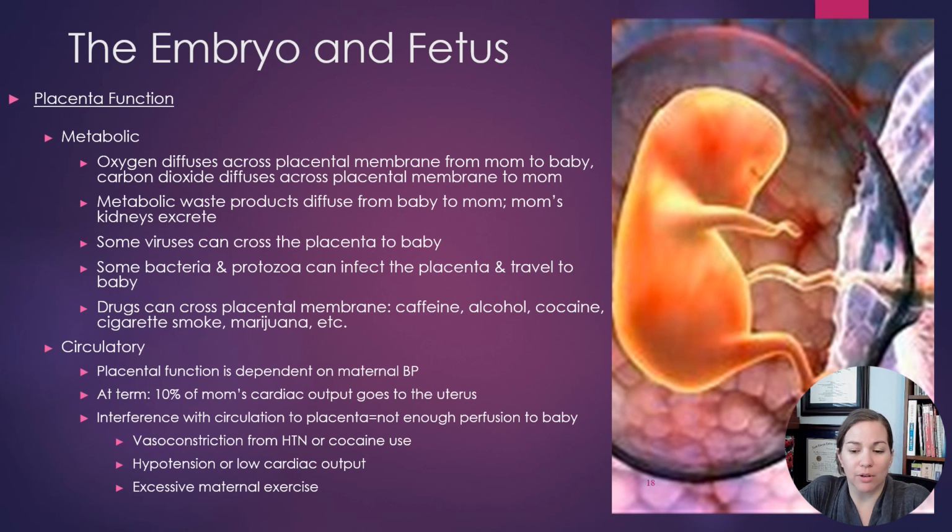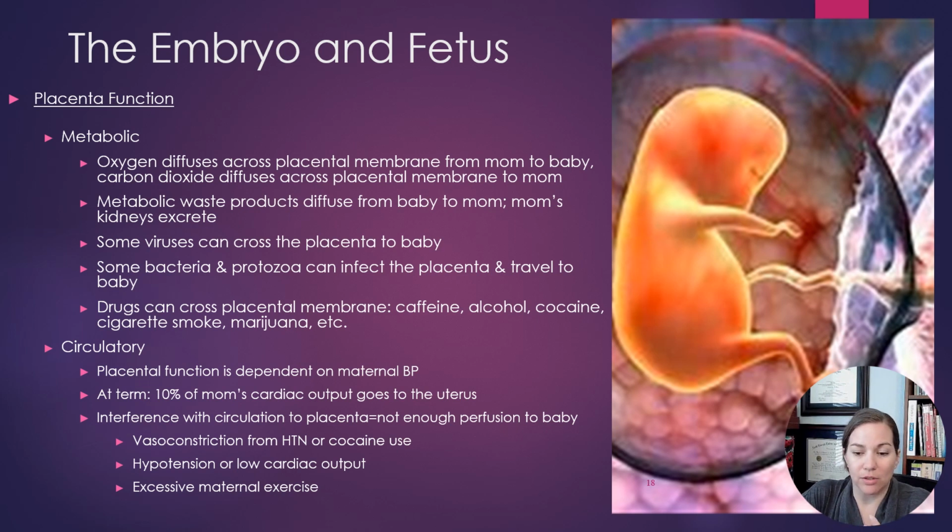Then the circulatory function. So I mentioned already that the function of the placenta, the effectiveness of it, is very dependent on maternal blood pressure. By the time the baby is full term, 10% of mom's cardiac output is going straight to the uterus. But if there's any interference with the circulation of the placenta, the baby's not getting enough.